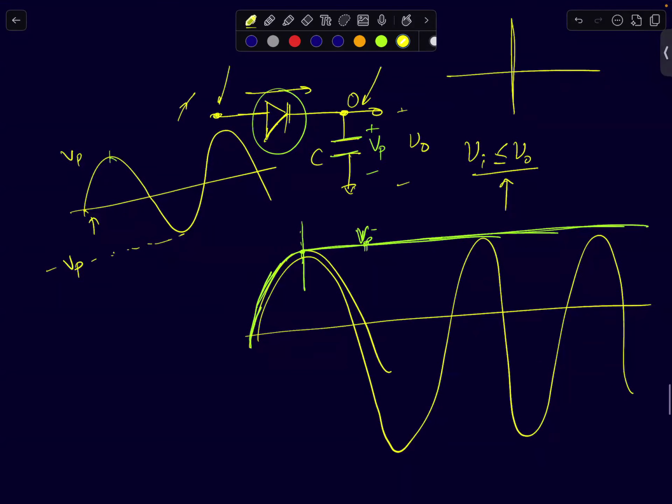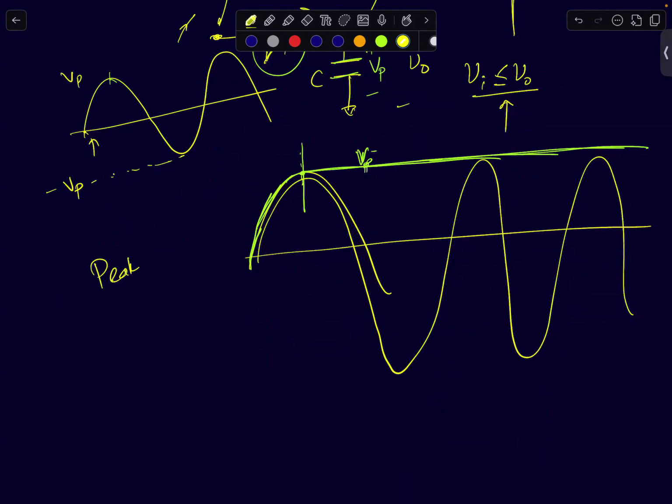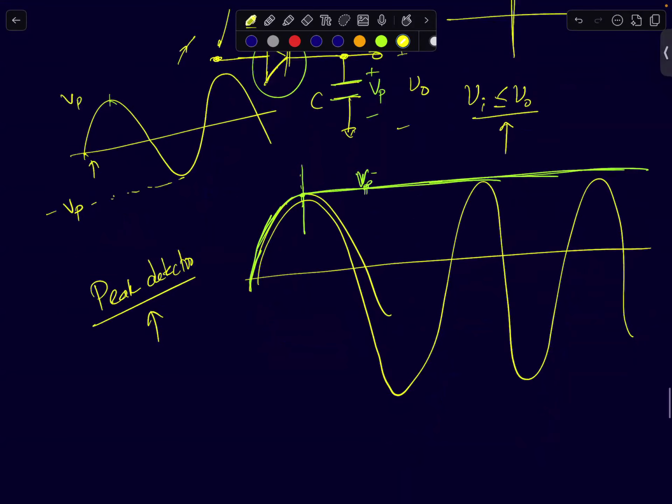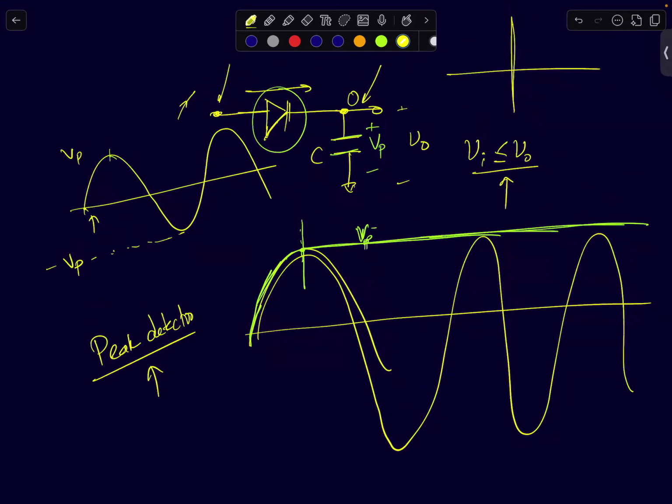So this circuit is a peak detector. It helps in detecting the peak voltage of a signal. Or you can also see it as an AC to DC converter. Your input is changing as a sinusoid, oscillating between positive and negative values. But the voltage across the capacitor is constant, DC.